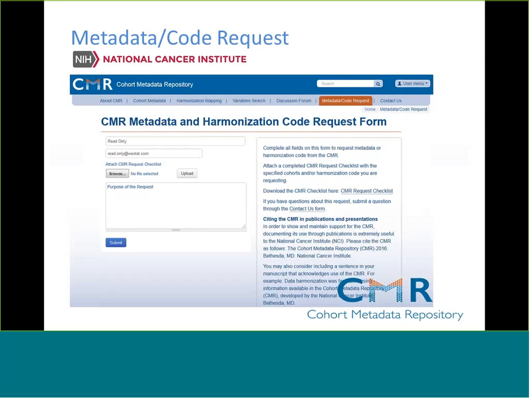Now that you've reviewed the website and you discovered there's some metadata or code that you want to use, you can request it here on the metadata code request page. We have this simple form, and then we ask that you complete a checklist that you can download here, and then you attach it to the simple form over here. So it's a very simple form, and then we receive it. We'll review your request and work with you to provide you the metadata or the algorithm code that you requested.